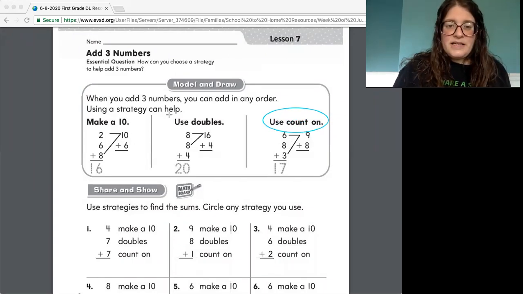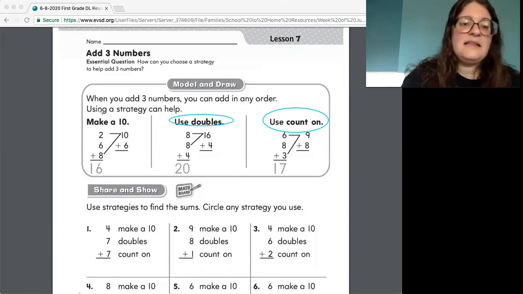Another way you could do it is to think about doubles. So if your list of 3 numbers has a double and you've memorized your doubles, you know that 8 plus 8 is 16, and then you just add the next amount, which is 4. 16, 17, 18, 19, 20.